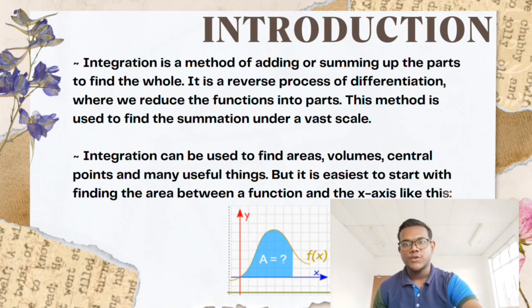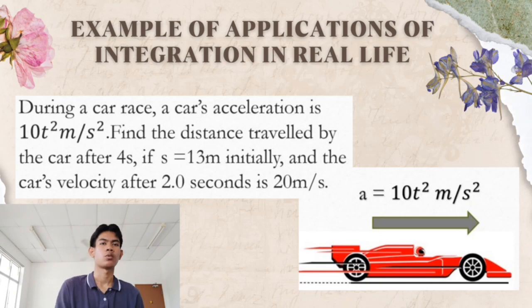real life. Thank you. Now I will explain about the example of application of integration in real life. So the question is: during a car race, a car's acceleration is 20 meters per second squared. Find the distance traveled by the car after 4 seconds if s equals 30 meters initially and the car velocity after 2.0 seconds is 20 meters per second. So for a equal 20 meters per second squared.